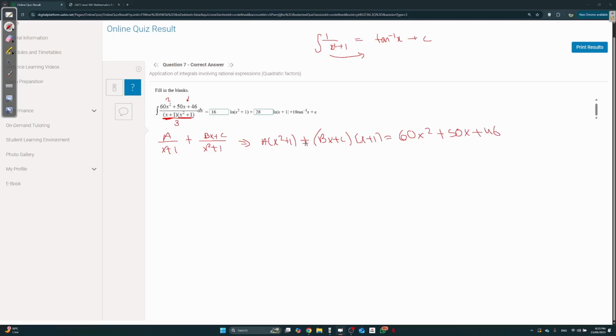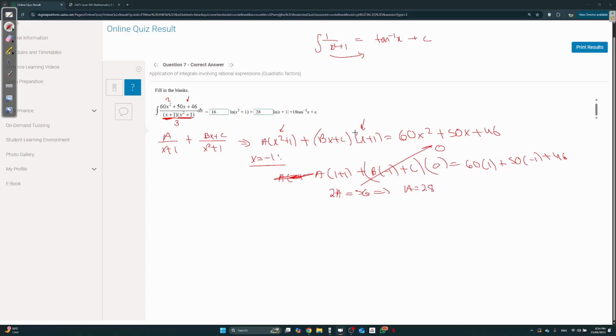And we can start our solving. Do we have any zeros? The x squared plus 1 can never be 0. But the x plus 1, we have a 0, which is negative 1. So a into negative 1 squared, which is 1, so 1 plus 1, plus bx plus c multiplied by negative 1 plus 1, which is 0, equals 60 times 1, because negative 1 squared is 1, plus 50 times negative 1 plus 46. We get that 2a, this cancels all of this because it's multiplied by 0, equals 10 plus 46, which is 56. So you get a is equal to 28.